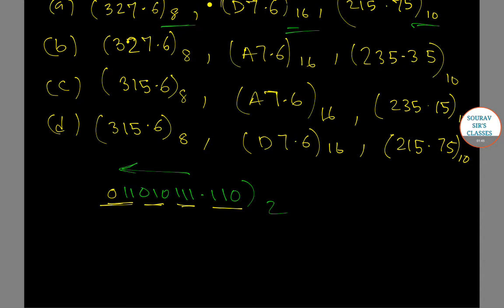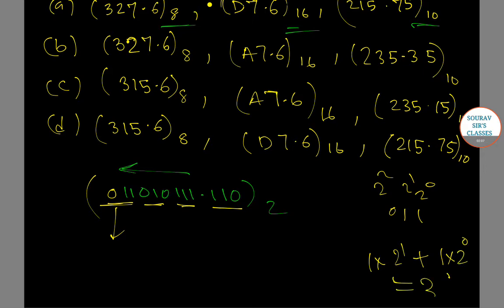This one here corresponds to 011. We know that this is 2 to the power 0, this is 2 to the power 1, and this is 2 to the power 2. So this will be 3, because this is 1 into 2 to the power 1 plus 1 into 2 to the power 0, which equals 3. So this portion corresponds to 3. Similarly, this is 010, so this will be 2. This portion will give us 7, and this will give us 6.